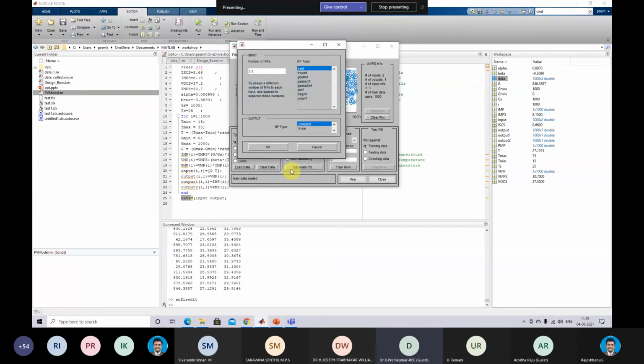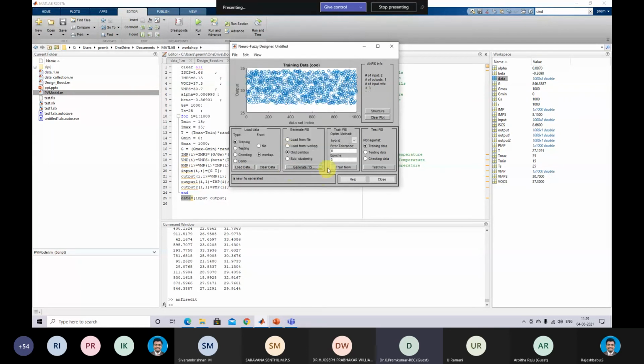I'm going to generate the initial FIS. That means I'm going to consider 3 membership functions for irradiation and 3 membership functions for temperature. And then the type of membership function is triangular. As for output, I'm going to consider once again constant, right? And then I'm going to train the model. So I'm going to consider 100 iterations. I'm going to train the network.